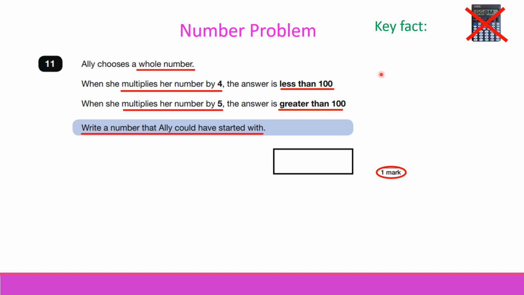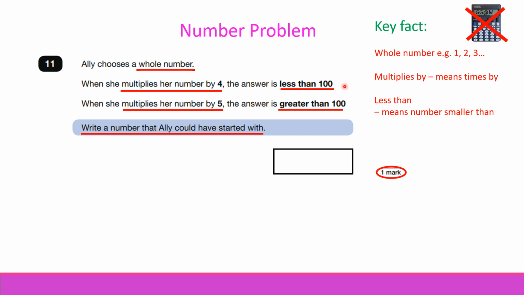Now the key facts. A whole number is a number such as 1, 2, 3, 4. Any of these numbers is a whole number. Multiplies by means times, so it means in the multiplication times table of, so in the 4 times table here. Less than means a number smaller than the number given, so a number less than 100 is a number smaller than 100. Greater than means a number larger than 100.